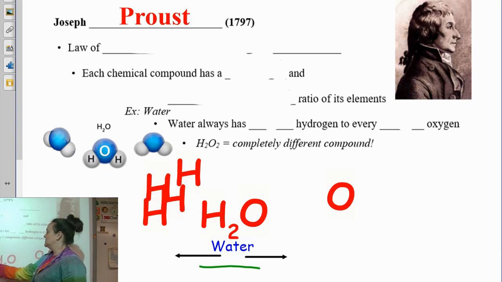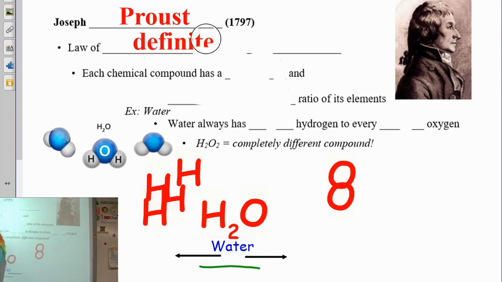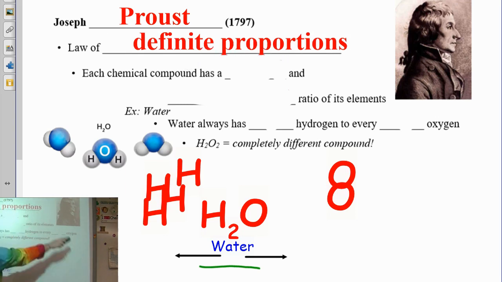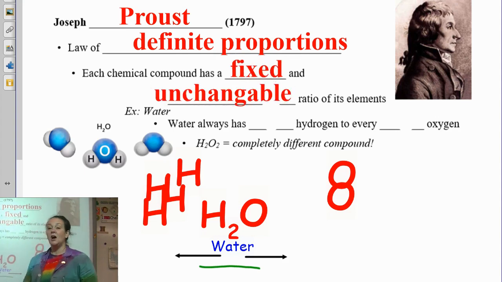And 2 hydrogens and 1 oxygen. It did not matter where that water came from. That water was exactly the same. And so what he wrote was called the law of definite proportions. The law of definite proportions. And what that says is that each chemical compound has a fixed and unchangeable ratio of elements.